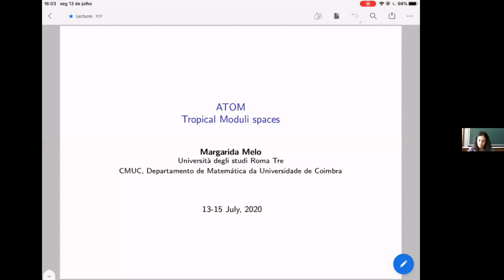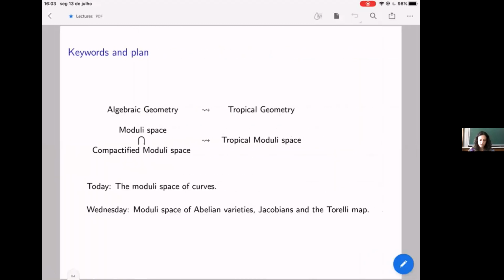I will be talking about tropical moduli spaces for the two lectures. Let me start by telling you the keywords and plan for the lectures. The keywords are the first things that you see on my screen.